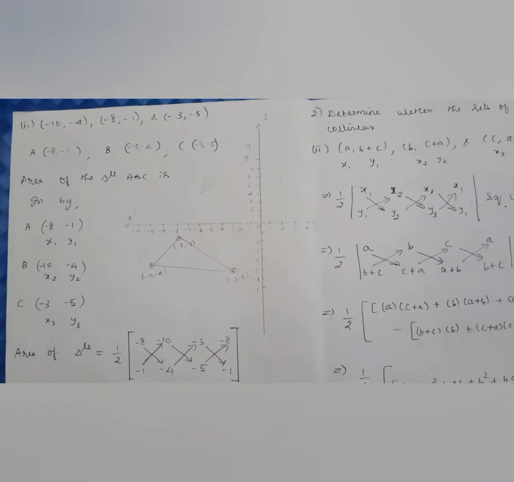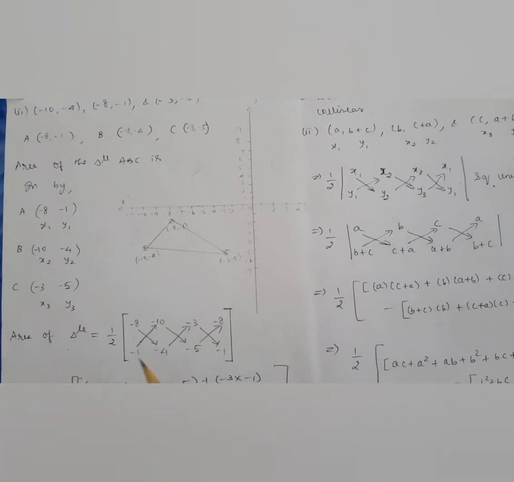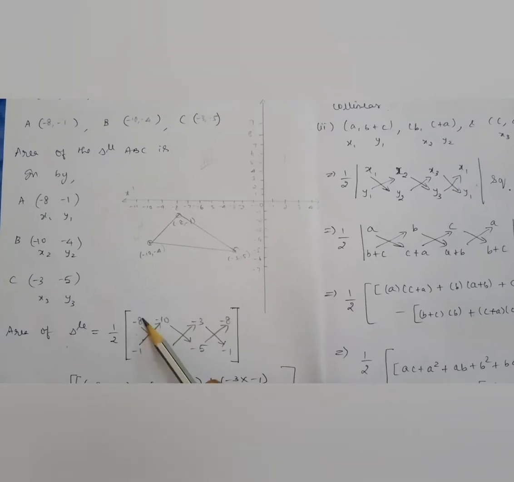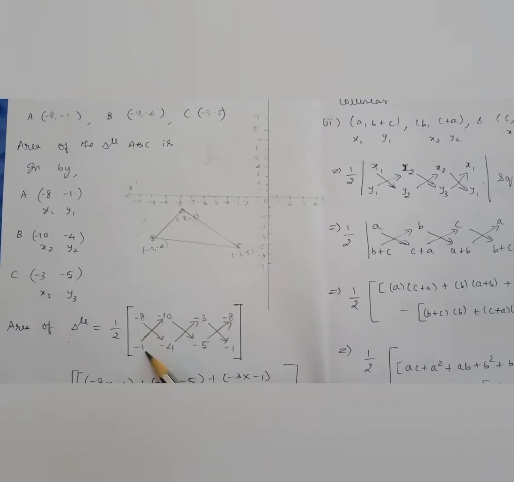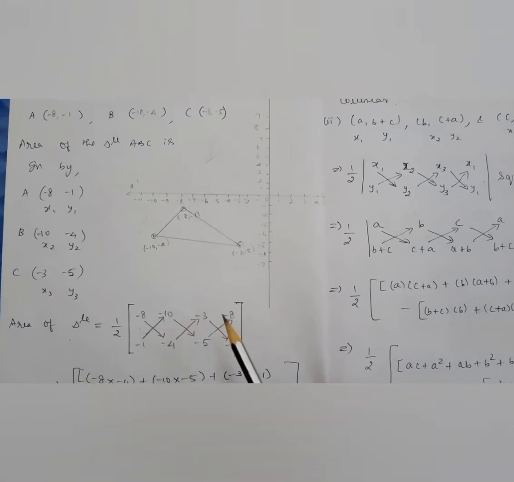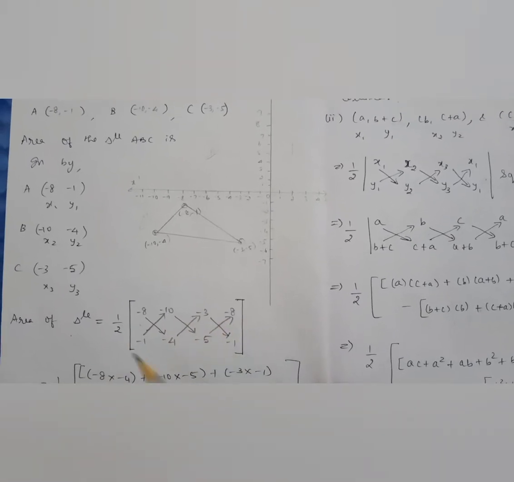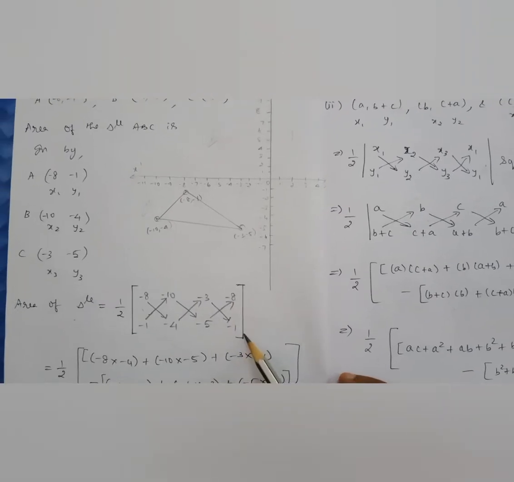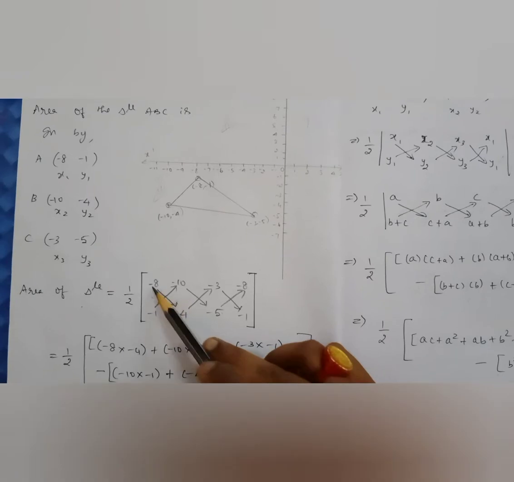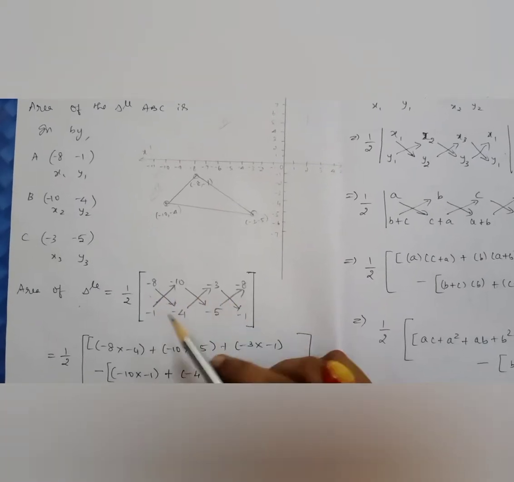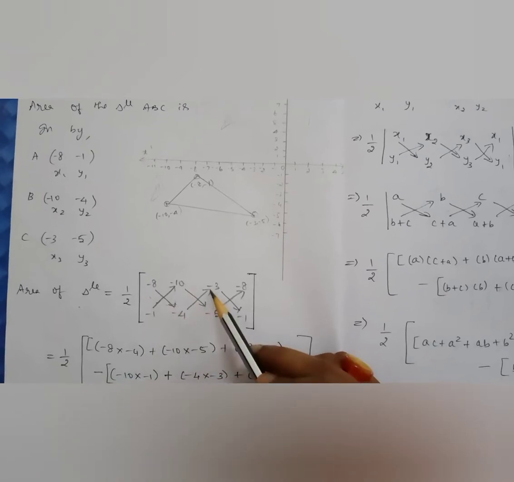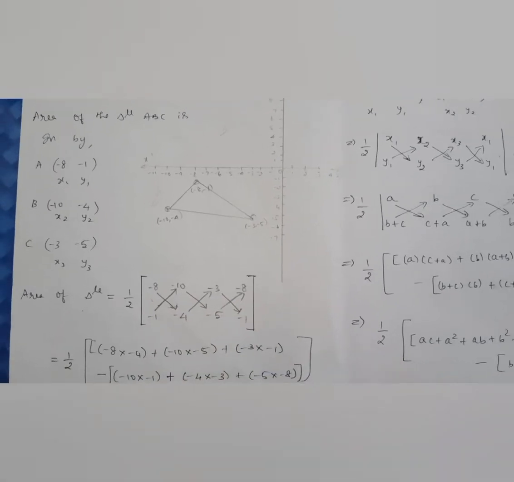So now for the area of the triangle, we will go ahead with the cross multiplication method. Okay, so 1 by 2, the first point x1 y1 is (-8, -1), then the second point x2 y2 is (-10, -4), and the third point x3 y3 is (-3, -5), and once again the first point x1 y1. Now just mark the brackets: this to this, this to this, this to this, and then from the lower to the upper: -1 to -10, -4 to -3, -5 to -8.